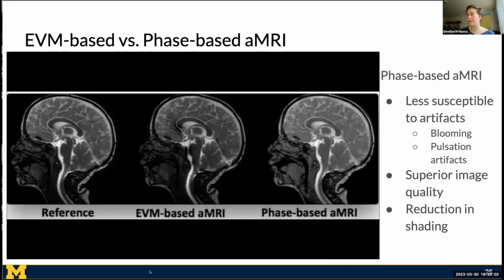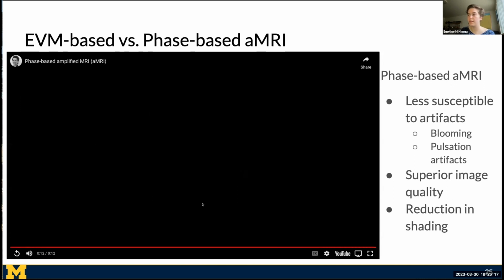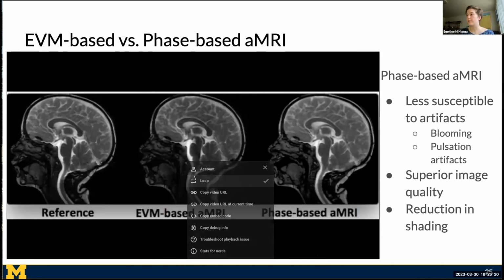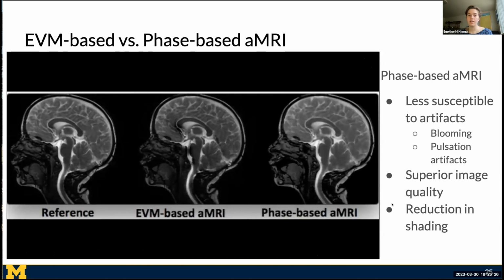If you look at this EVM one, there's a lot of shading in different areas, and the cerebral fluid has some strange effect going on. The phase-based MRI doesn't really have the same effects. So they found that it was less sensitive to artifacts, and it also had diminished blooming and pulsation artifacts throughout the brain. So overall, it's just a superior image using this phase-based system.